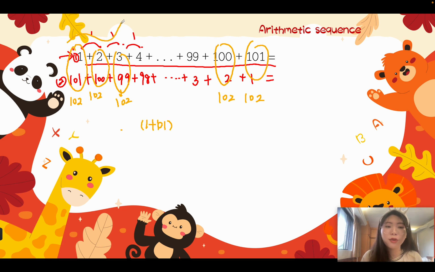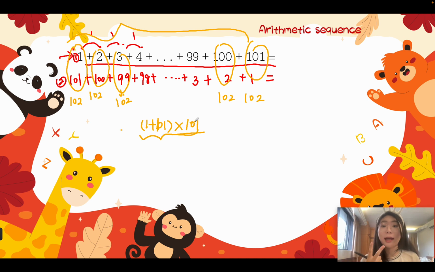Yeah, we have from 1 to 101. So it's 101 groups here. And then we just times them. But remember, this is the sum of two sequences, right? You only need to calculate one of them. So you need to divide it by 2. Yes, divide it by 2.